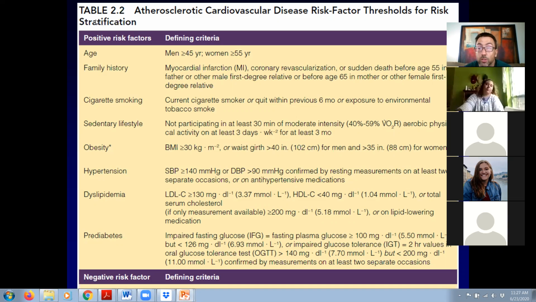The third risk factor is, are you sedentary? We're going to ask people very specifically about how much physical activity they're getting. If you are not participating in at least 30 minutes of moderate intensity activity on at least 3 days per week for at least 3 months, so basically you're getting less than 90 minutes of brisk walking per week for the last 3 months, you're going to be considered sedentary. If you are sedentary, that is a risk factor.